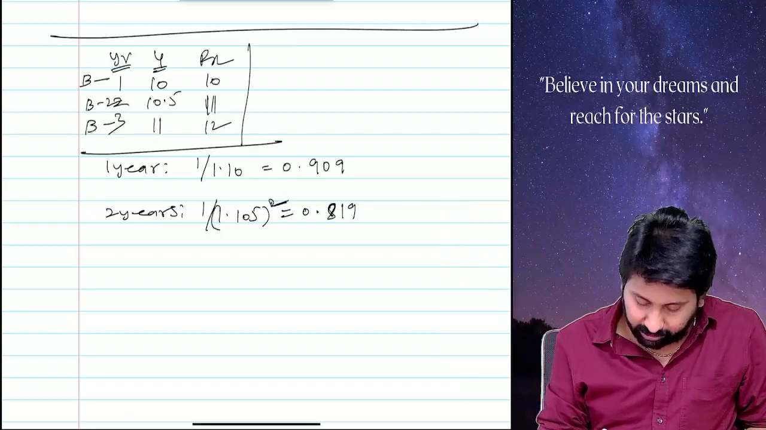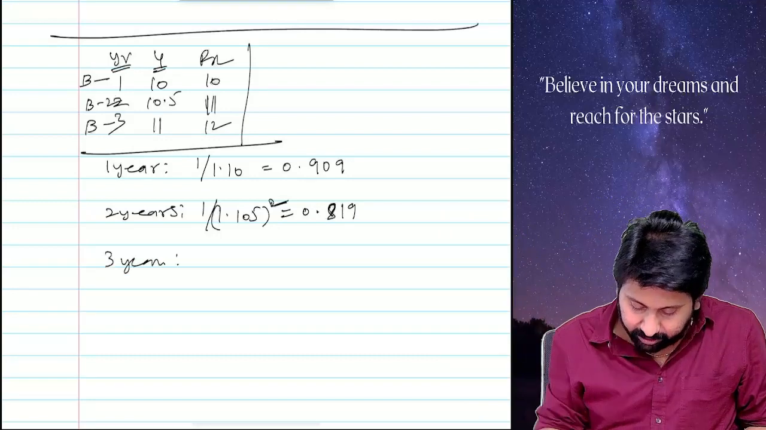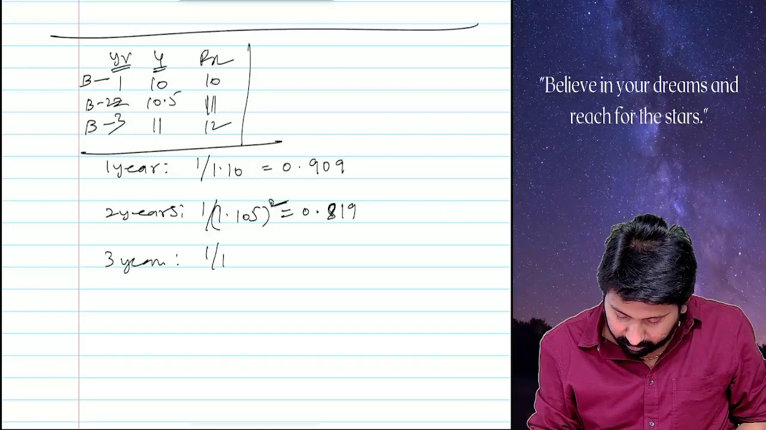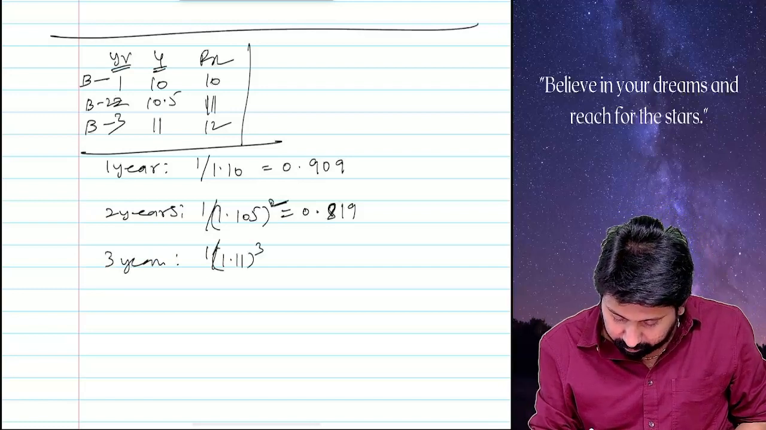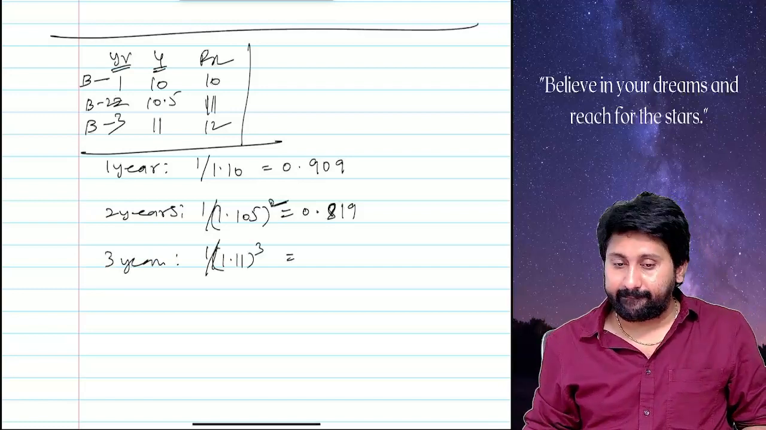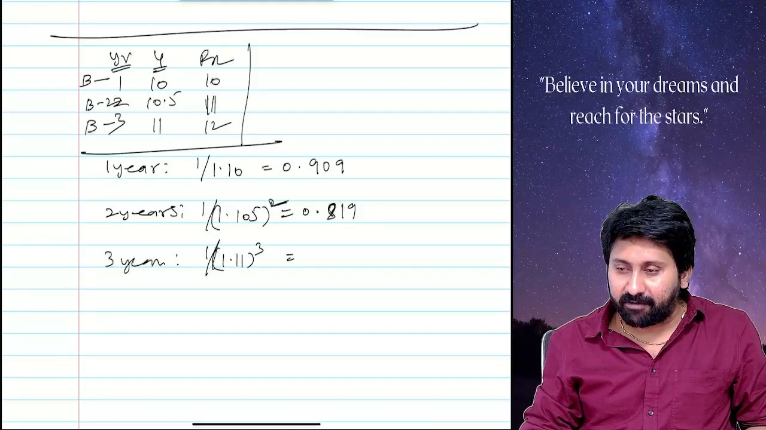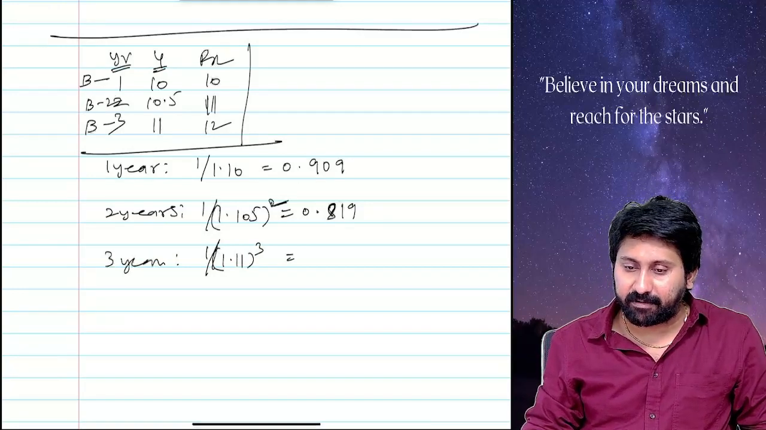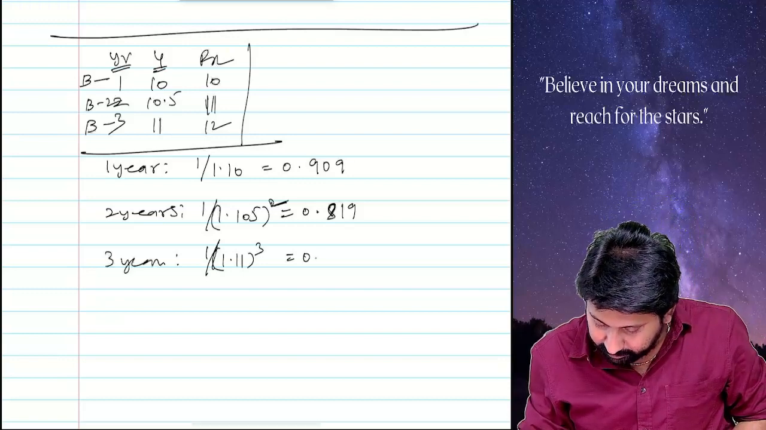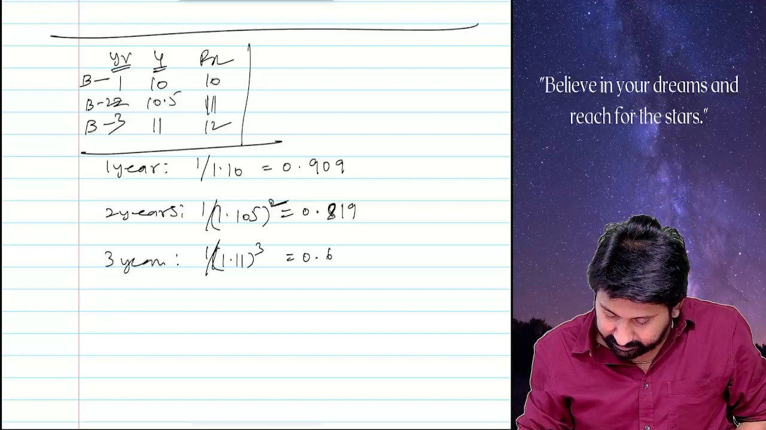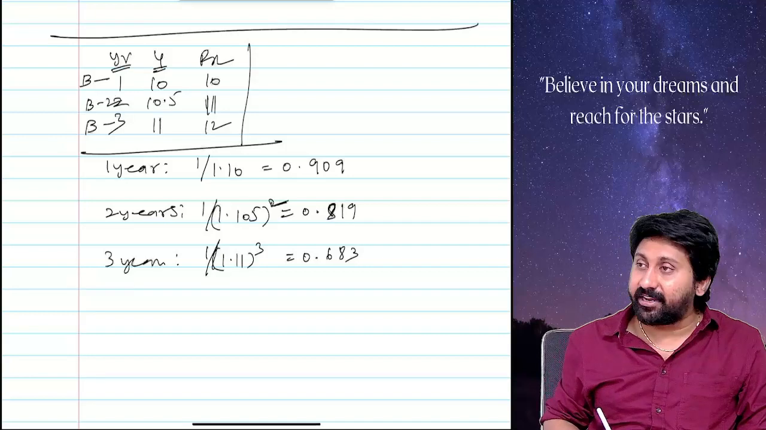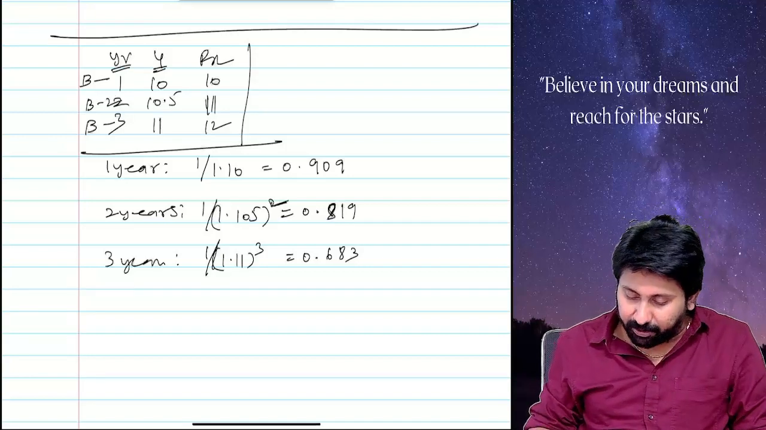0.819. Yes, okay. Next, 3 years bond: 1 by 1.11 whole cube. 1 by 1.11 divided by 1.11 divided by 1.11. Yeah, 0.683. This is for what? 0.683 means?